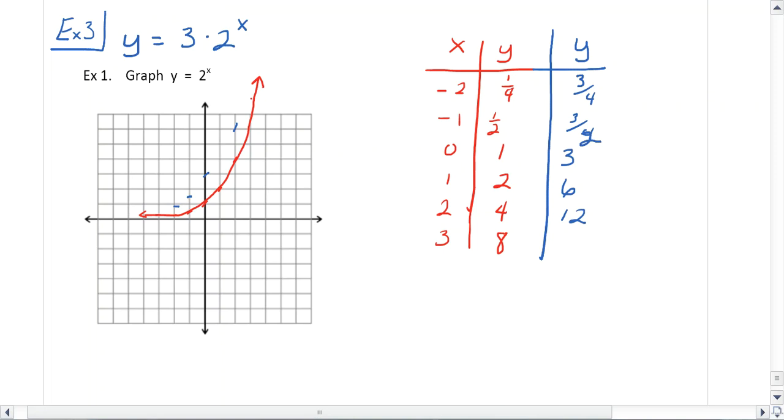All right, I fixed my mistake right here. That was supposed to be 3/2. And then I plotted these points in blue, and now I'm going to do my best to connect them. And you can see that we do have the same shape here, but what this 3 did, it just moved the whole thing up a little bit. So that's example 3.